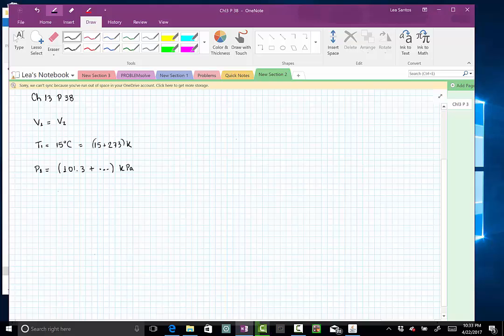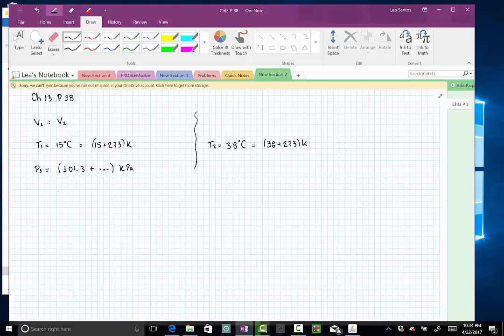What else do they tell us? Well, that the temperature will increase. This temperature will now become 38 Celsius. According to the book, it's becoming 38 Celsius. You may have a different value in your problem. And so let's write this again in Kelvin. Very good. And what we expect is that the pressure will increase.